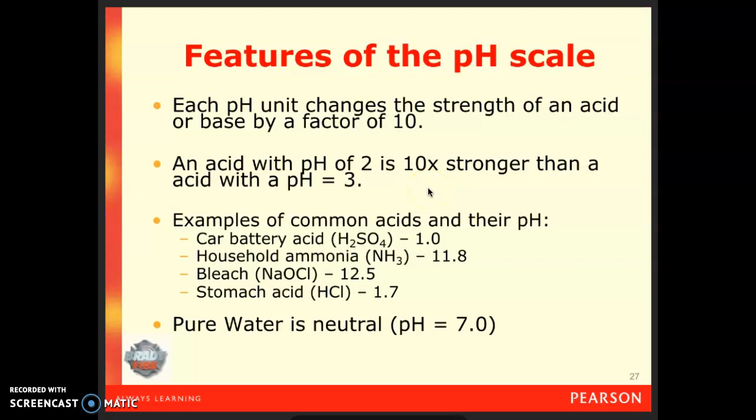Now what's interesting about this scale is that because it's logarithmic, the scale is not additive, it's multiplicative. So if I think of my pH of 2, and my pH of 3, and my pH of 4, we've already established that the step between 2 and 3 and the step between 3 and 4 are each 10x.